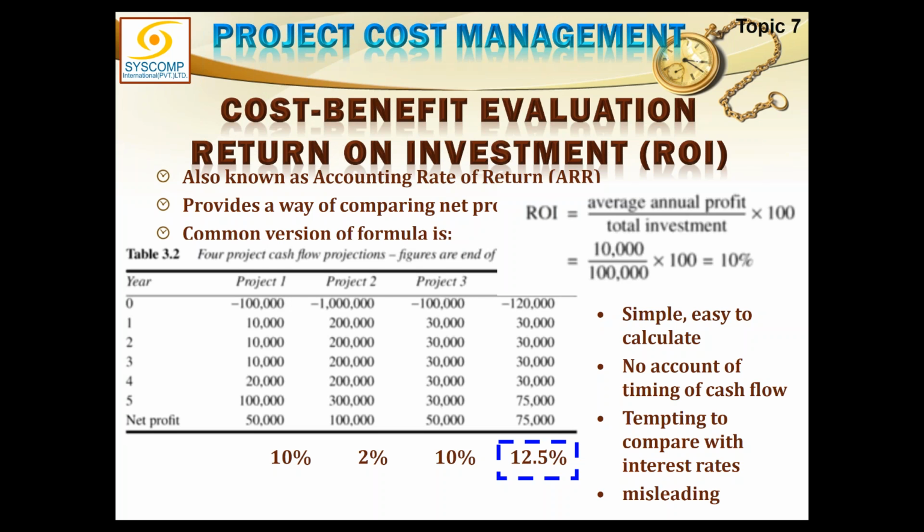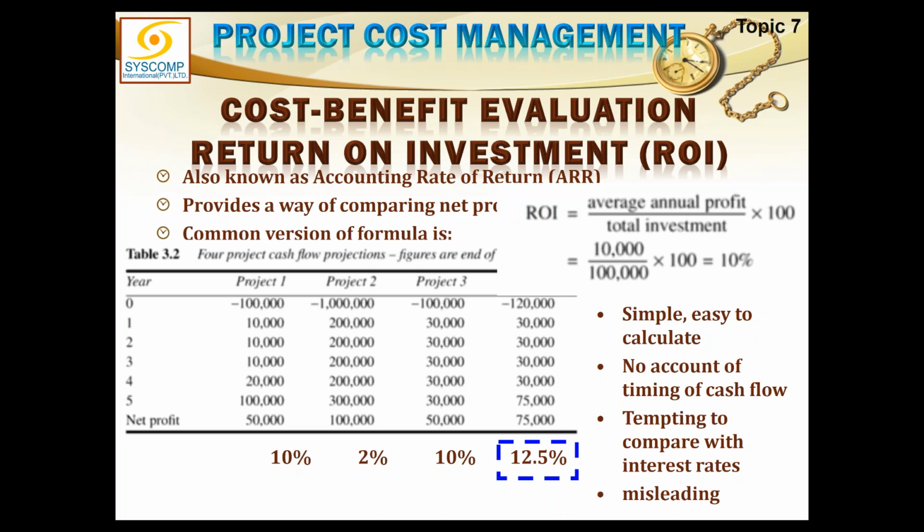This is simply the net profit divided into the 5 years you have spent. So it is average annual profit. The net profit was 50,000 in the first case. So if I equally divide it into the 5 years of business, it would be 10,000 per year. And what is 10,000 per year as compared to my investment of 100,000? That is 10%.